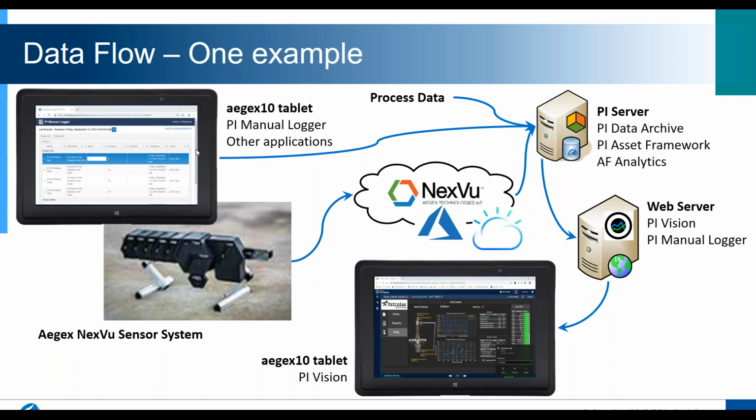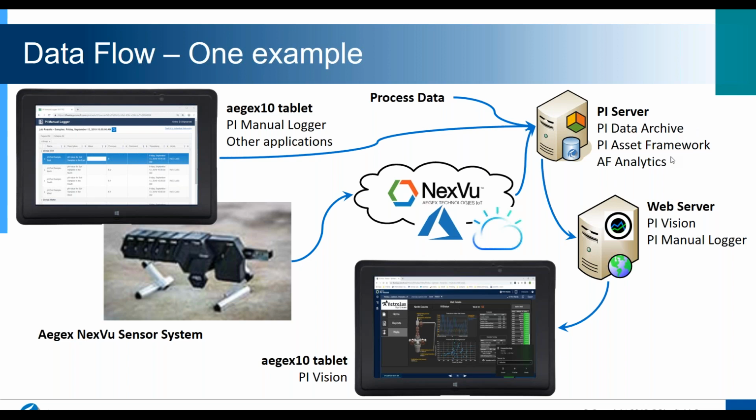Using the Aegex 10 intrinsically safe tablet, you could have a connected worker out in the field who's using PI Manual Logger to do operator rounds and manually enter data. You could also use other applications on that tablet to manually enter data and send it directly to the PI system. And if you have a PI system, there's a pretty good chance that you're already monitoring process data from PLC, DCS, SCADA, or whatever other controller monitoring system. So we bring all these data sources together.